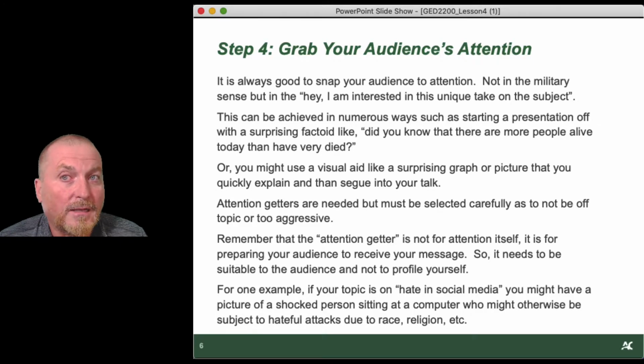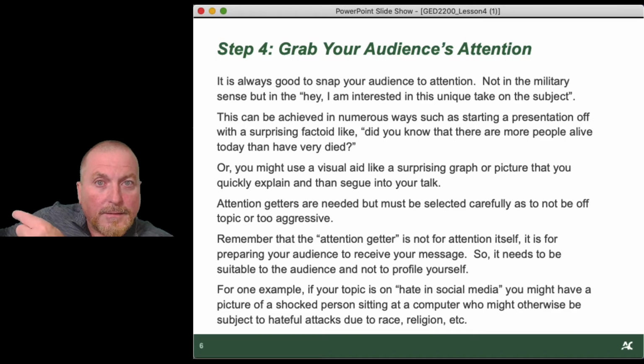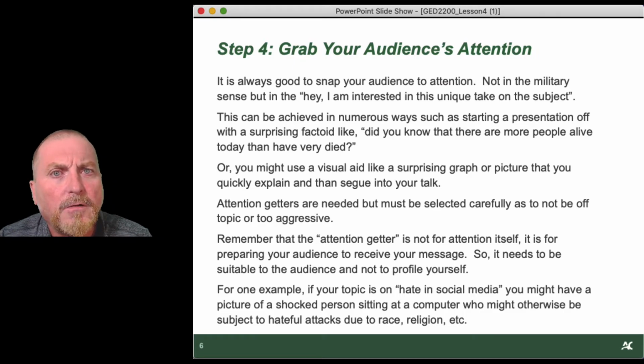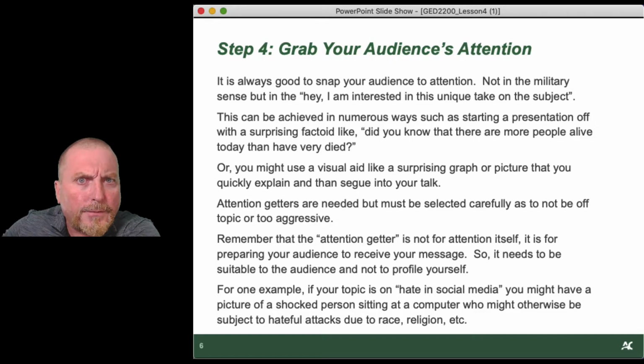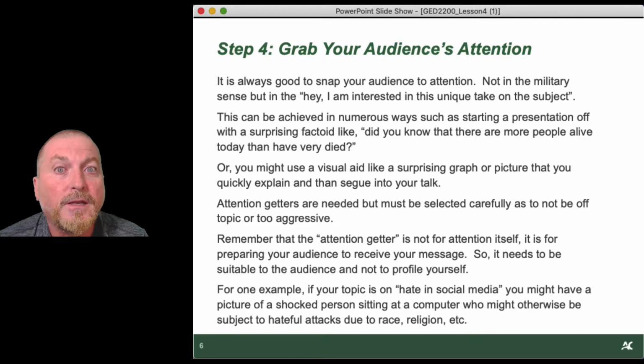Or you might use a visual aid, like a surprising graph or picture that you quickly explain and then segue into a talk. I know you don't have all the text, so you might hold up a chart or a figure very quickly to the screen and say, did you know, blah, blah, blah. Hold it there long enough where they can see the trend line, but not too much detail in the graph because it has to be visual. So it could show just a line going up or whatever, but not too many small numbers on the graph, things that they can't read quickly in a YouTube video for which you only have 5 minutes, and you can't keep that graph up there for a full minute of your 5 minutes. So it has to be readable. Attention getters are needed, but must be selected carefully as not too off topic or too aggressive.